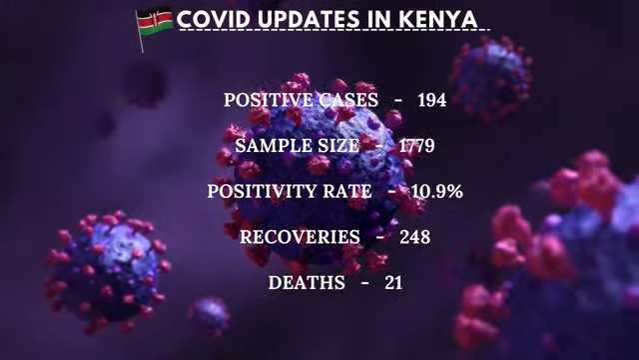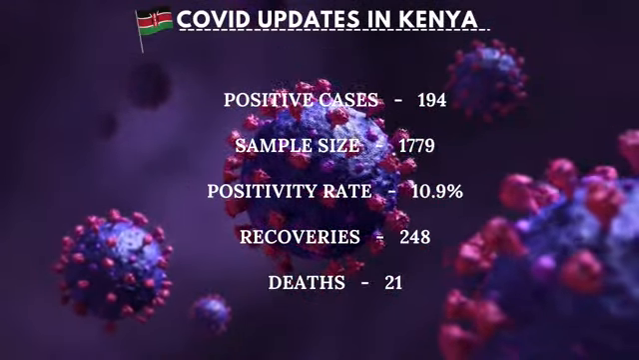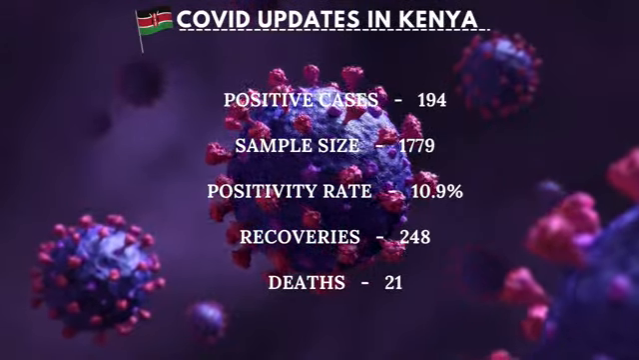Before I conclude, I want to give you the COVID updates. We've been having COVID for more than a whole year. Right now in Kenya, we have a lockdown in 5 counties, namely Machakos, Nairobi, Kajiado, Kiambu, and Nakuru. The COVID numbers are still high, but we are trying to control them. As at yesterday, we had 194 positive cases out of a sample size of 1,779. The positivity rate is at 10.9%, recoveries are at 248 and deaths are at 21. Those are the COVID numbers as at yesterday here in Kenya.